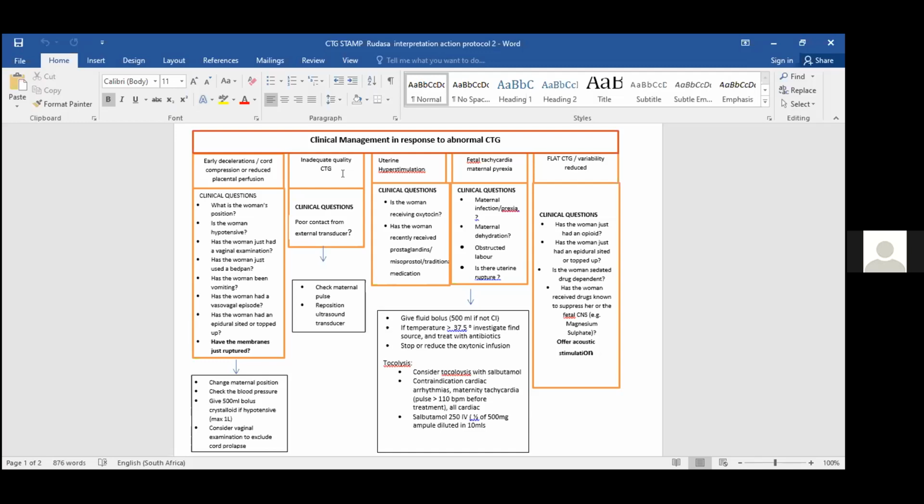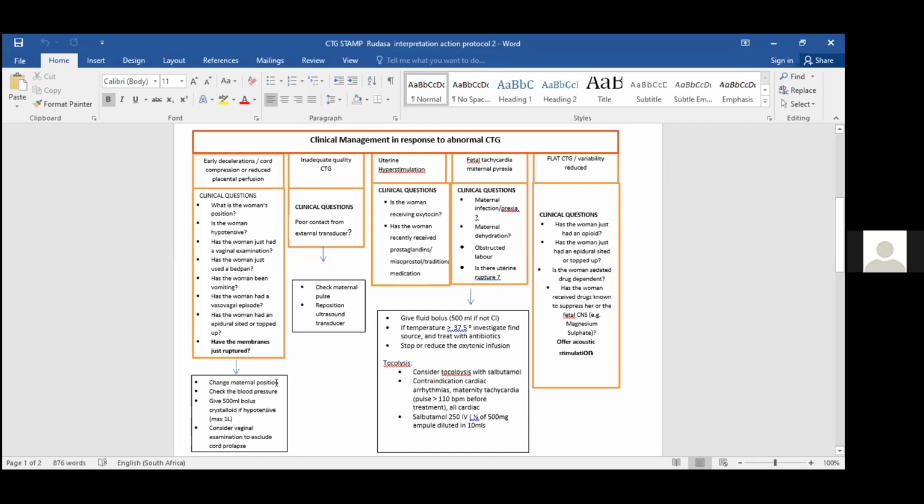Now, the ones that are often controversial are these early decelerations, called compression-reduced placental perfusion. When you've got early or variable decelerations, what could be happening? Recheck the mother's position. Is she hypotensive? Has she just used a bedpan, been vomiting, or been examined? But what you need to be sure of is to check if the membranes have ruptured. And in this context, it's often because of postural hypotension.